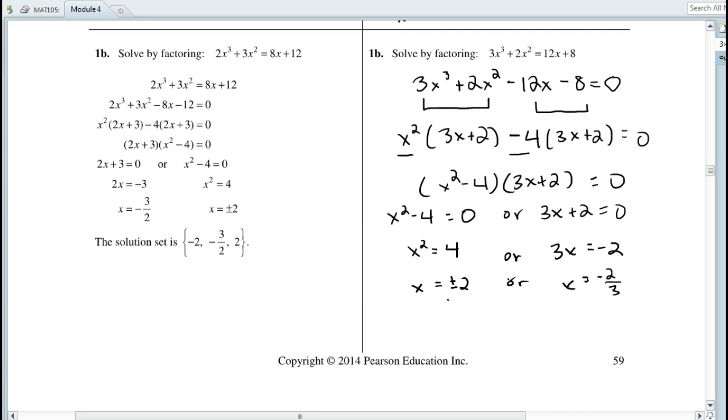Again, on MyMathLab, there's no plus or minus symbol, so you're going to have to write out all the solutions. So here it would be negative 2, negative 2 over 3, and positive 2. Sometimes they even specify increasing order, because negative 2 is the smallest number, negative 2/3 is the middle, and 2 is the largest.